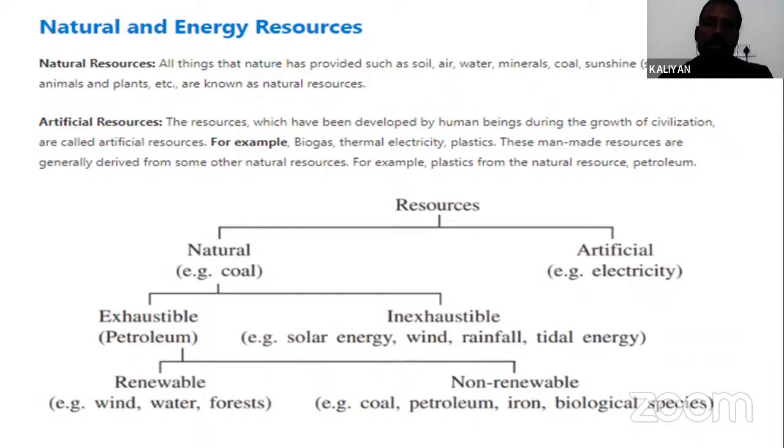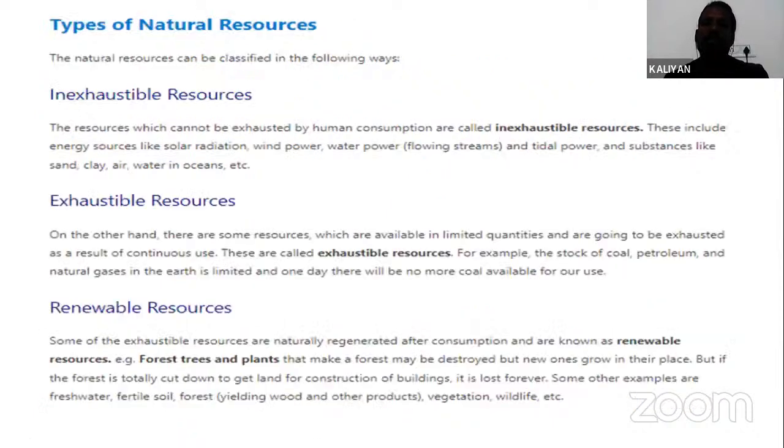Resources are of two types: natural and artificial. Natural we divide into exhaustible and inexhaustible. Exhaustible is petroleum. Inexhaustible is solar energy, wind, rainfall, and tidal energy. And again, we can divide into two types: renewable energy and non-renewable energy. Renewable energy is wind, water, and forest; non-renewable is coal, petroleum, iron, and biological species.